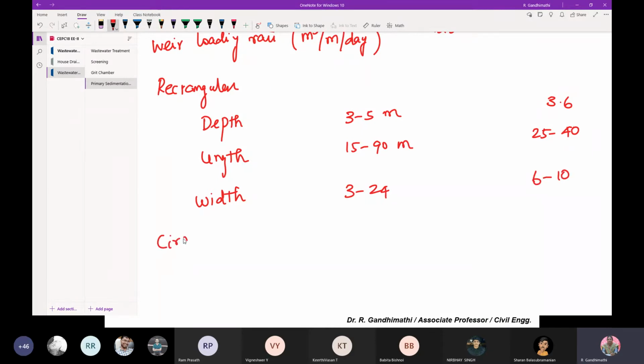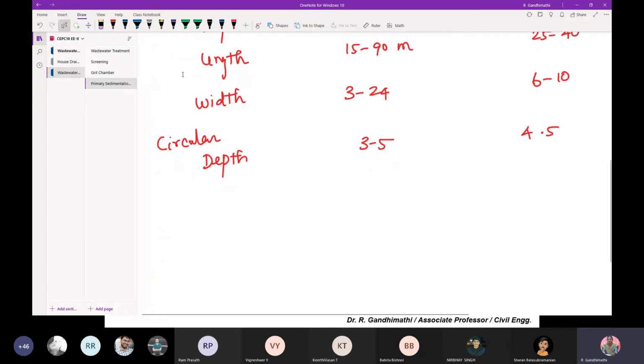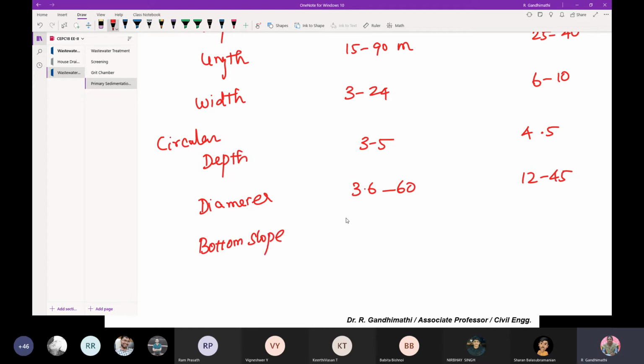Whereas for circular, the depth is 3 to 5 meter, then 4.5, and the diameter is 3.6 to 60, 12 to 45. Then the bottom slope is 60 to 160 mm per meter. The average value, I think, is 80.